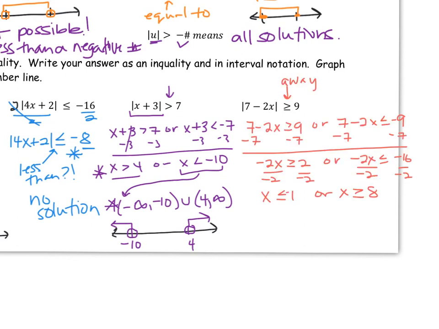I solved all the way to my inequality answer and got x is less than or equal to -1. We had to switch the direction of the inequality because we divided by a negative. Or x is greater than or equal to +8. Notice based on the direction of the arrows, these are in the right order for our interval notation as well.